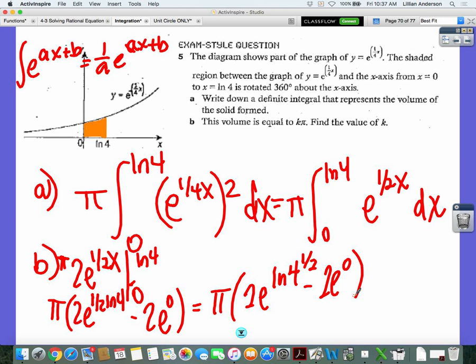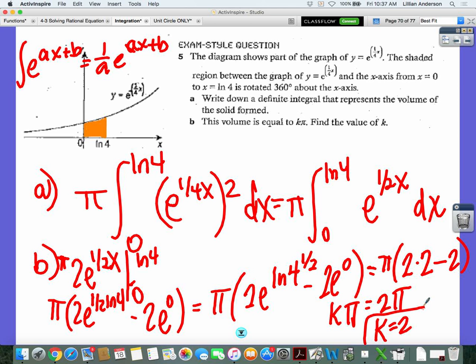ln do what? e and ln cancel out. So then what's 4 to the 1/2? 2. So you basically have 2 times 2 minus, what's e to the 0 power? 1, times 2. So what's 2 times 2 minus 2? 2. You have 2 pi. That equals k pi. What is k? 2.